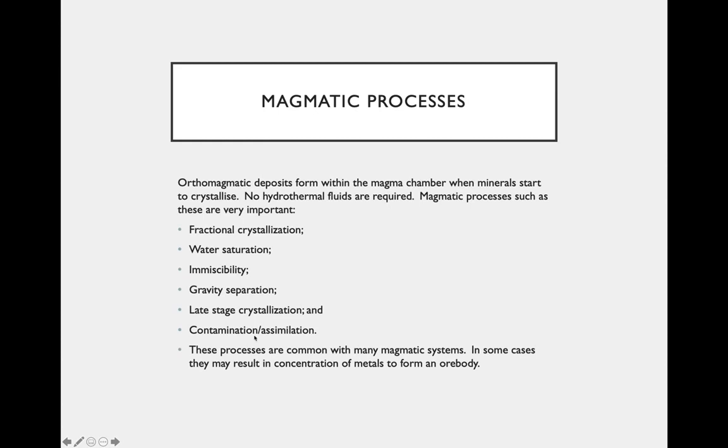And finally, contamination or assimilation. This is just where the magma interacts with surrounding host rock, country rock, and dissolves material in it, helping to change its composition. Most of these processes happen in pretty much every magma body, but in some cases they lead to a concentration of metals to form an ore body. So again, we're looking for where nature does our work for us, and what is controlling that effort of nature.